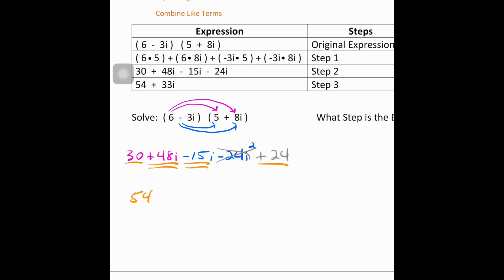48i minus 15i gives us a 33i. Go ahead and circle your answer. And just so you guys can see exactly where they went wrong, they forgot the square right here. So technically they did do it to solve their answer, but they just wrote it wrong here on step 2. If you solve it correctly, I'm giving it to you. All right.